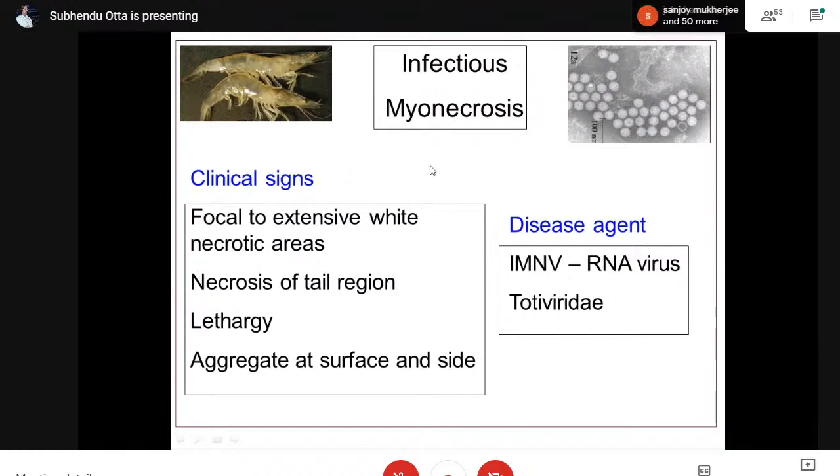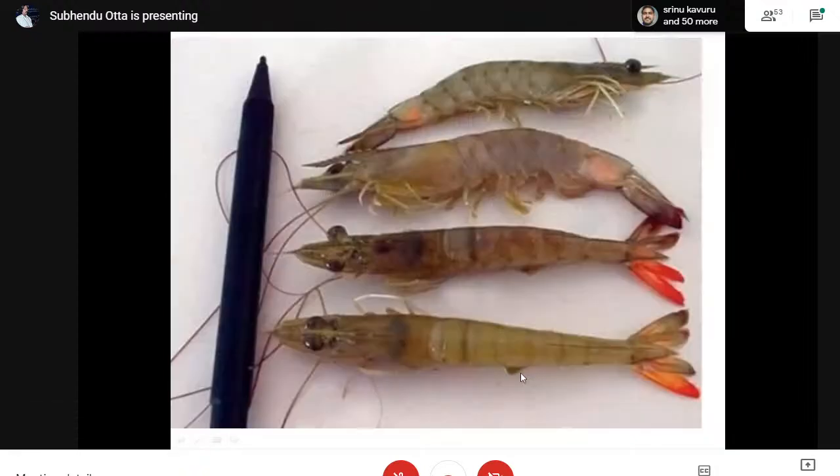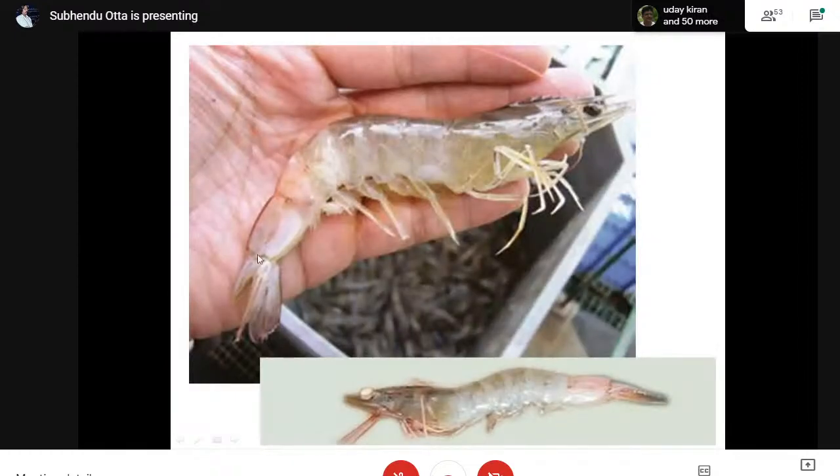And though it is virulent, it can cause mortality. But nowadays, the virulence has come down. Maximum 30 to 40% mortality you can find. But still, it is important. And it is an RNA virus that belongs to Totiviridae. So these are the clinical signs from the tail region, how it starts, the reddish discoloration. And then it spreads to the abdomen slowly.